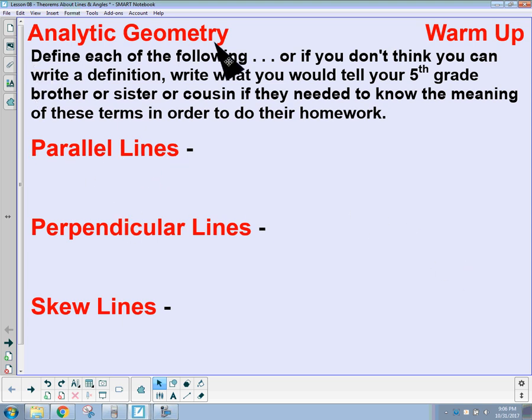So, analytic geometry warm-up. Go ahead and define each of the following. Or if you don't think you can write a definition, write what you would tell a 5th grader, or a 5th grade brother, sister, or cousin if they needed to know the meaning of these terms in order to do their homework. So, pause the video, give these a thought. This one might be new to some of you. These should be very relevant for you.